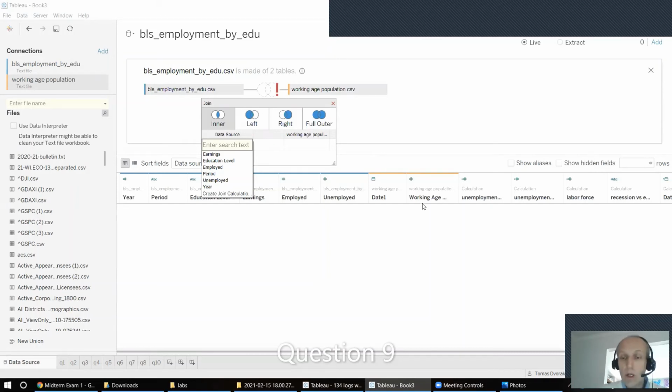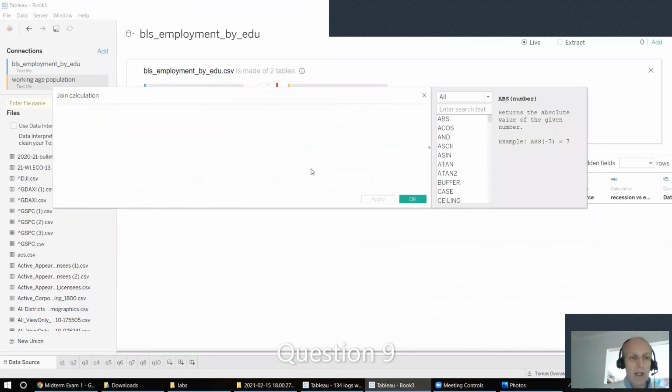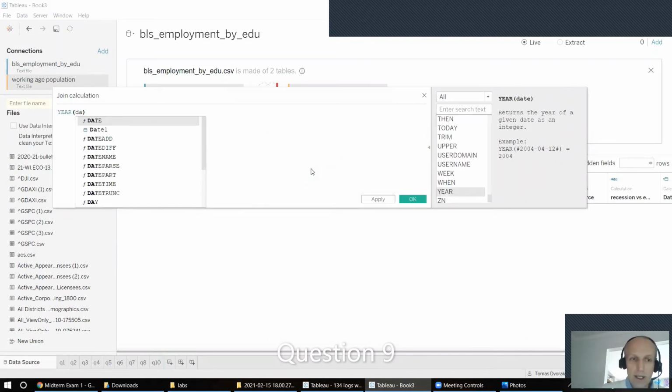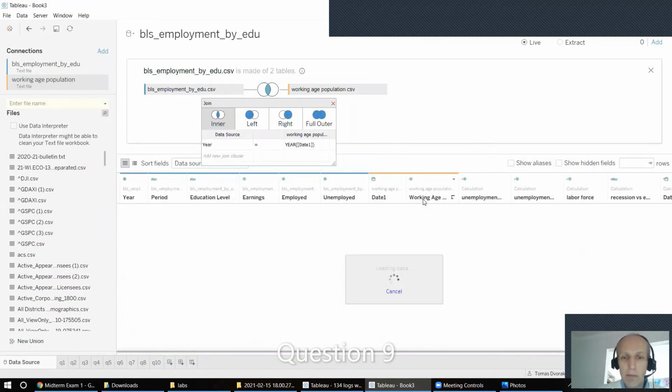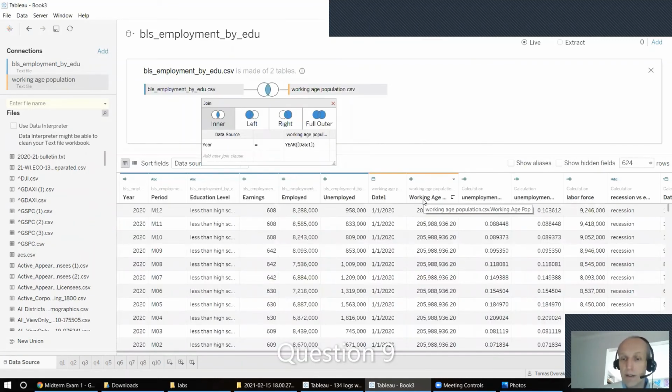Well, there are no common fields, so it doesn't join us automatically, but we know that we have a year field in BLS unemployment data, and we have a date in working age population data. So I can create a join calculation where from that date, I can extract a year, and that's going to line up those two data sets very nicely.